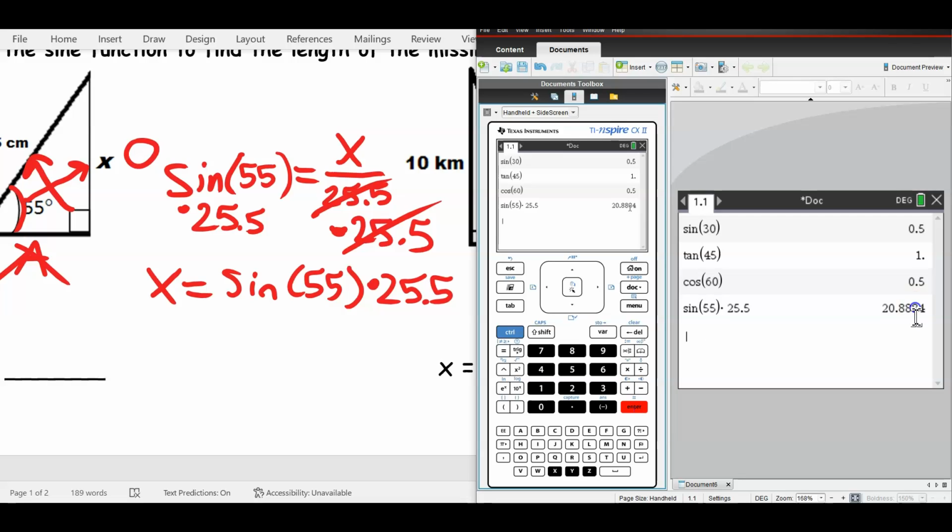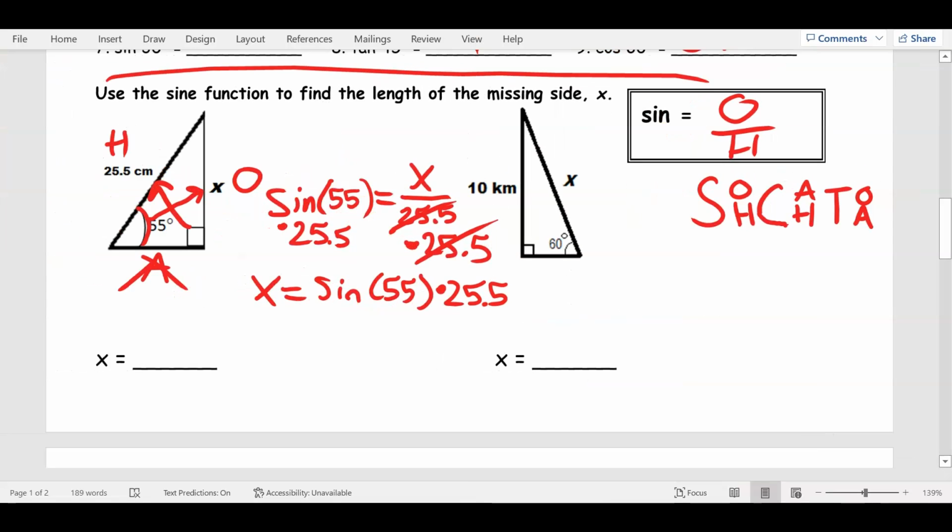This 8, where is it? Does this 8 right here make the 8 next to it round up or stay the same? 8 is greater than 4, so it rounds up. Okay. So we're going to write 20.89. There we go.